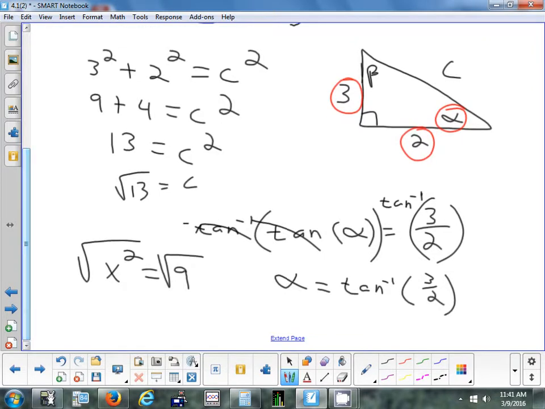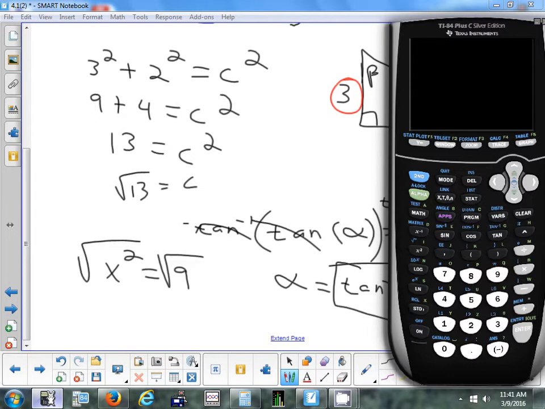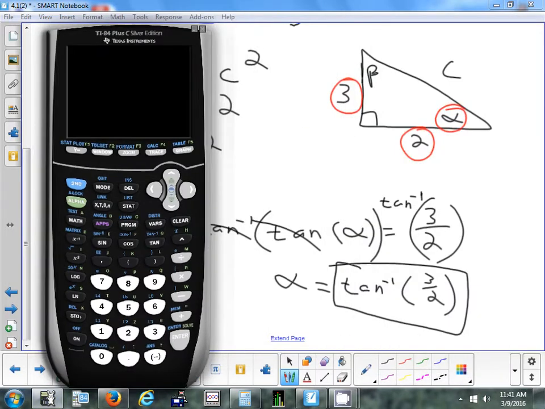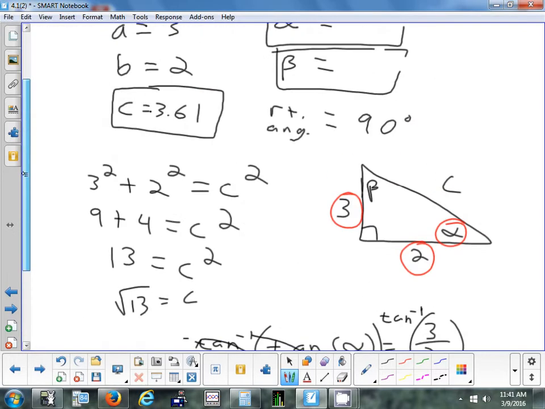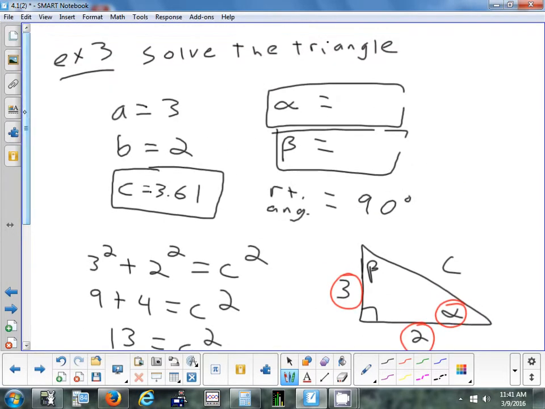And now I just type that in, and that's my answer. All right, let's see what we got. Second tangent, 3 divided by 2, 56.31. Okay, so 56.3. Test, you're going to want us to go all the way that far. So yeah, minimum of 2 decimals. Yep.